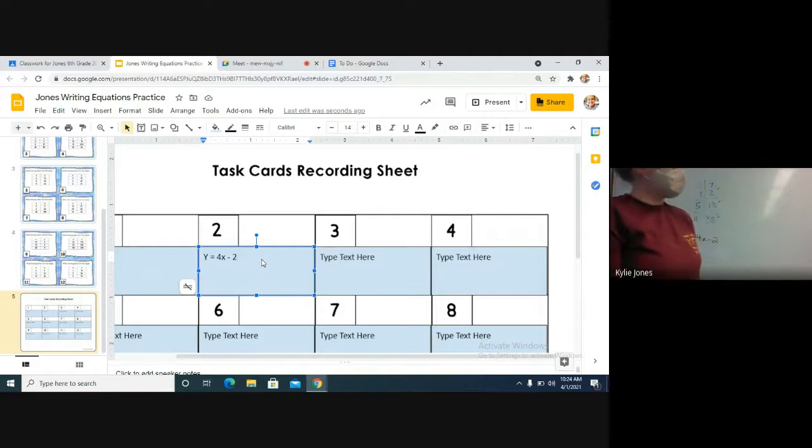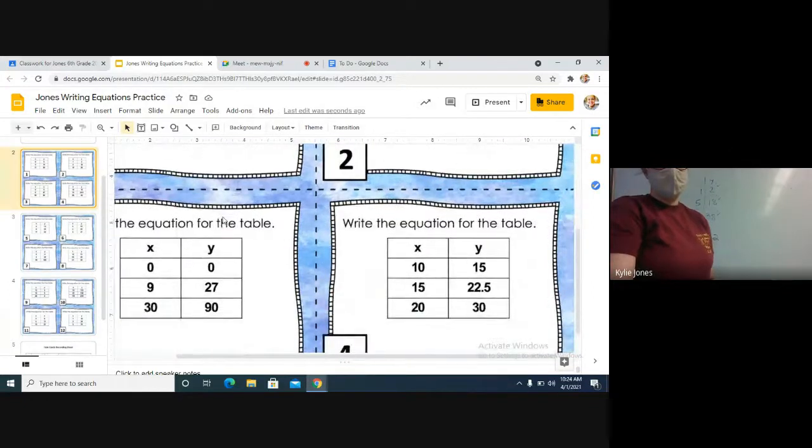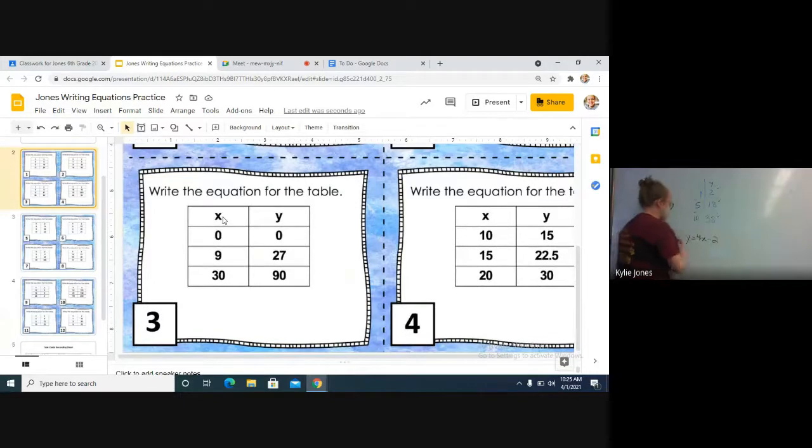Okay. Ready for the next one? All right, number 3. Let's look at that one. Let me write down some things. X's and Y's. X, Y, 0, 0, 9 and 27, 30, and 90. Okay, so here is our table for this one.